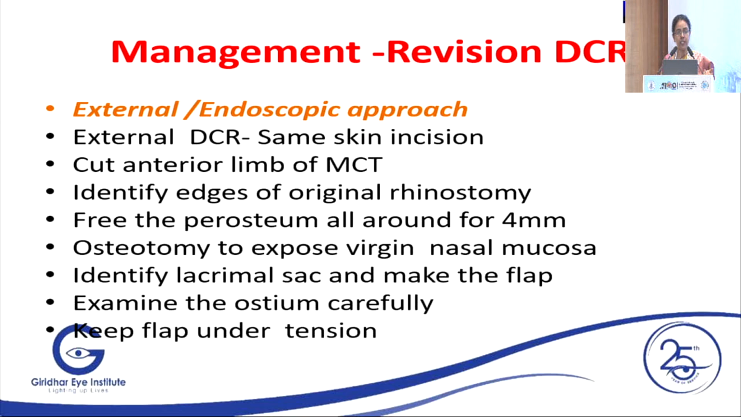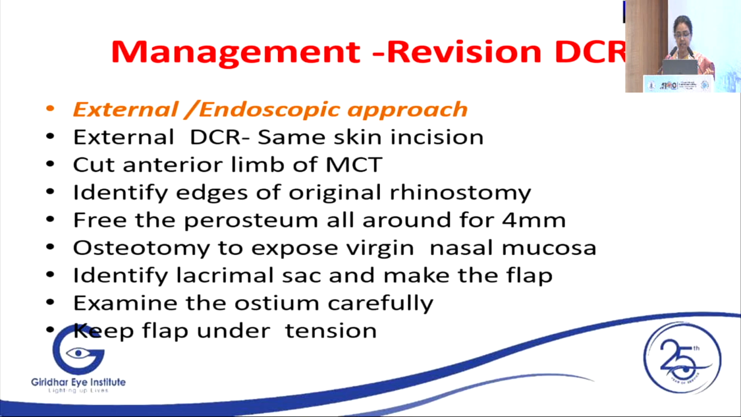So most of the time that area will be fully scarred, and to get good exposure, you can cut the anterior limb of the medial canthal tendon. Then identify the original edges of the original rhinostomy, then free the periosteum all around, do a 4 millimeter osteotomy to expose the virgin nasal mucosa, then identify the lacrimal sac and make the flap.